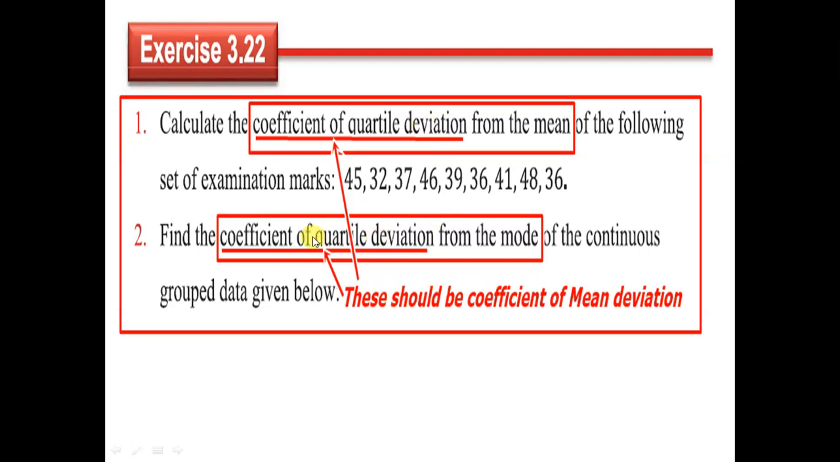Similarly here, it says find the coefficient of quartile deviation from the mode. This is also incorrect. Instead, the words in the box must be replaced by the coefficient of mean deviation from the mode of the continuous group data given below.